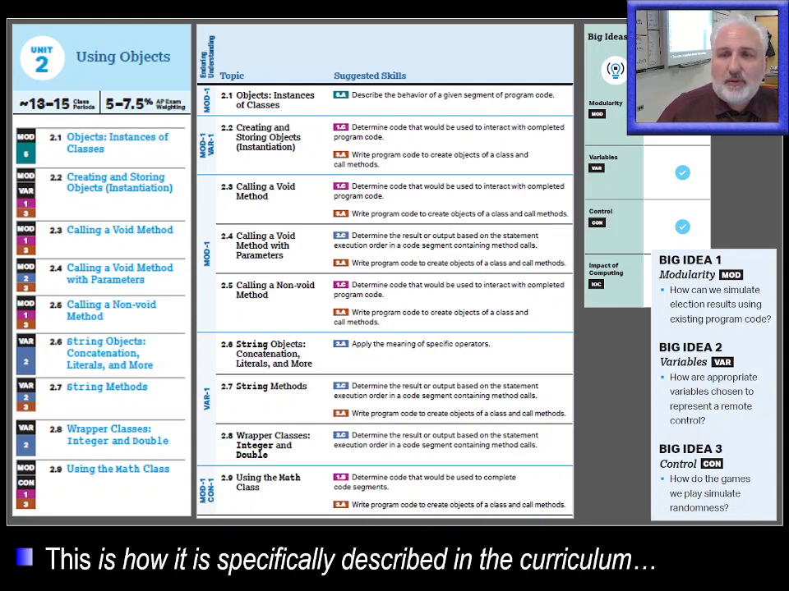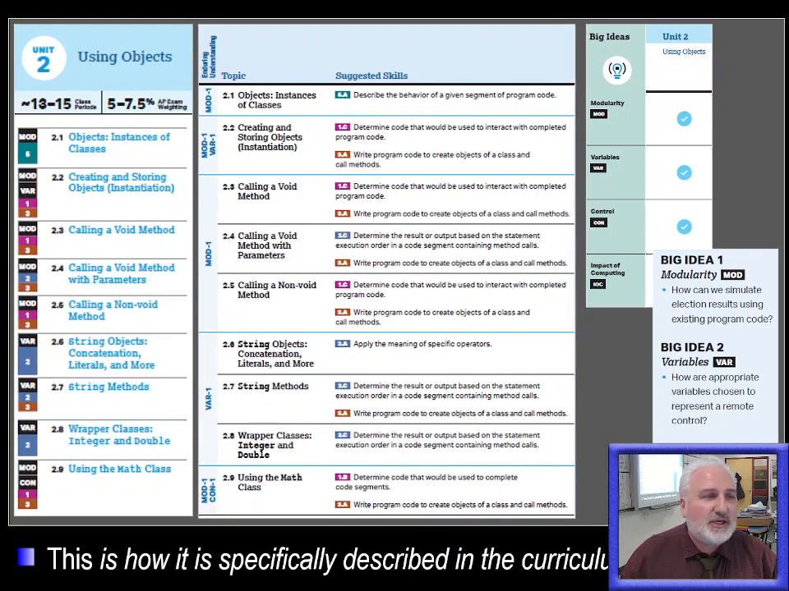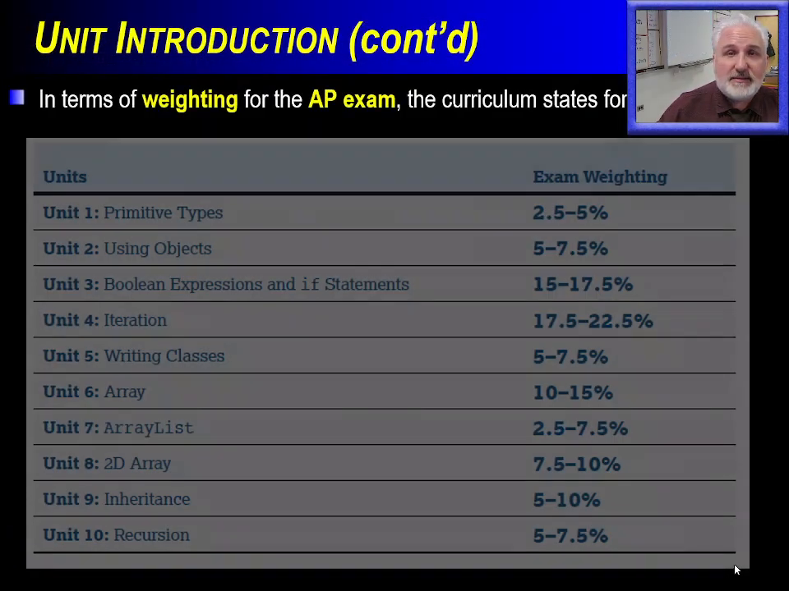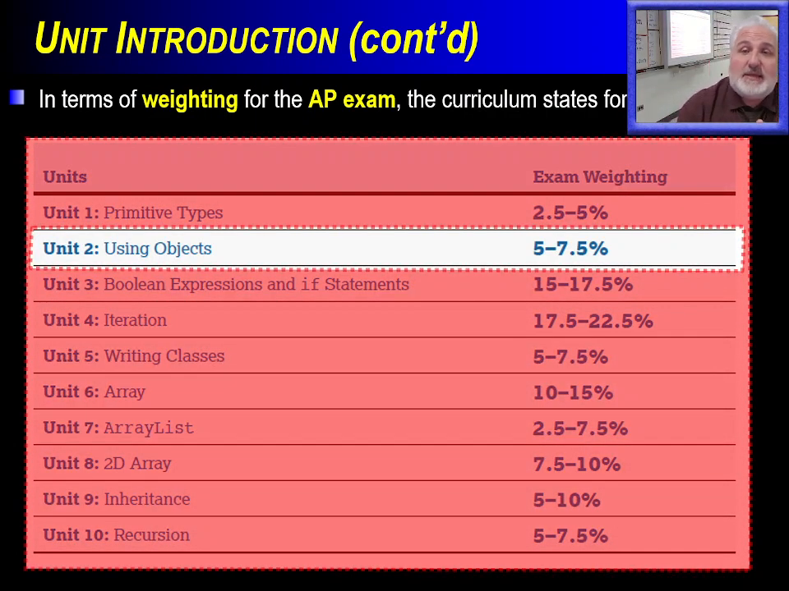Here you can see it in the AP curriculum. In the sort of big ideas section, it covers both modularity and variables and controls. So it's really covering all those things. How can we simulate election results using existing program code? How appropriate are variables to represent a remote control? How do games we play simulate randomness? These are the big ideas. You can also see this section 2 as a 2.1, 2.2, all the way up to 2.9. So we're going to go through each of those in the AP curriculum and how it relates. In terms of weighting for the AP exam, Unit 2 weights at between 5 and 7.5% of the overall exam weighting.